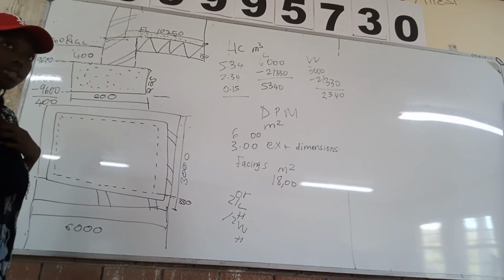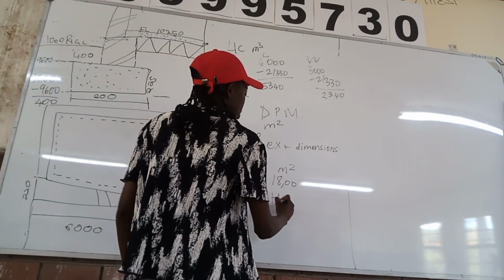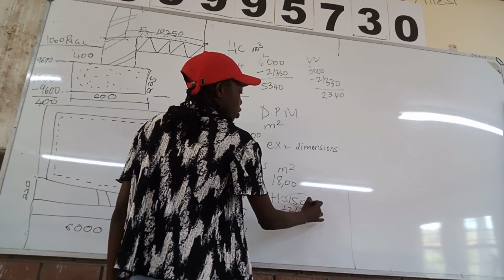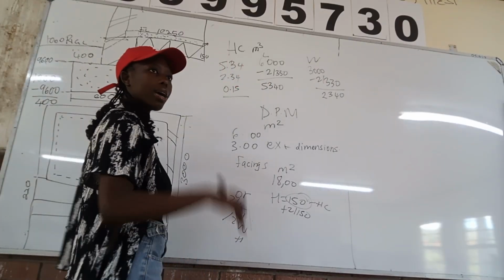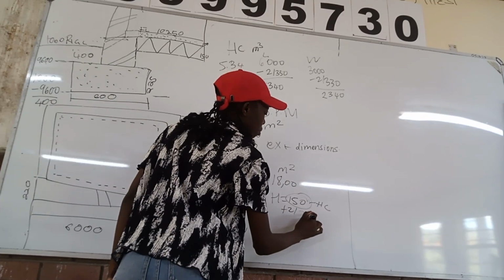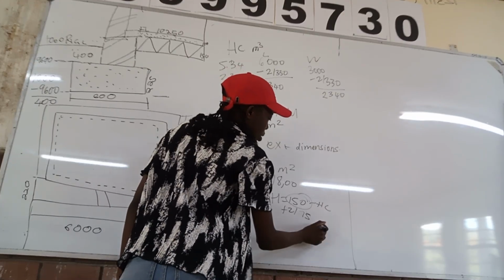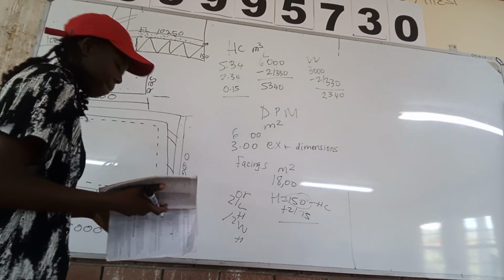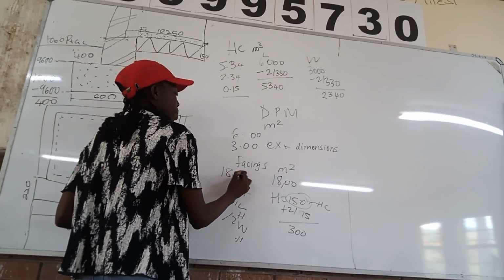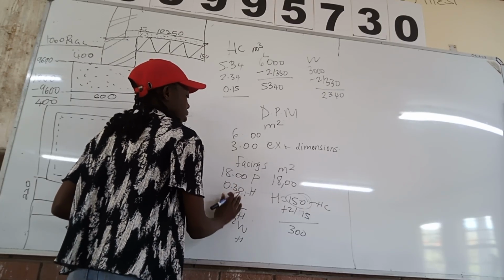Right now our hardcore is 150, so the height is going to be 150 plus 2 courses of 75, which is 150. It is not always 150. If your hardcore is 300, it is 300 plus 2 times 75: 1 course is 75 and 2 courses is 150. It means our height is 0.30. So when we take off here, it is 18,000, which is the perimeter, and then our height, which is 0.30.